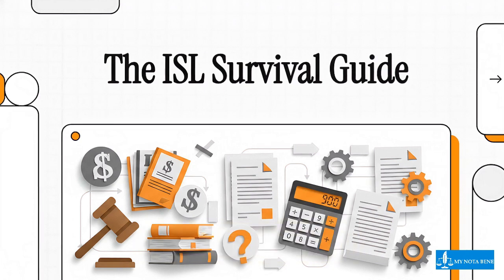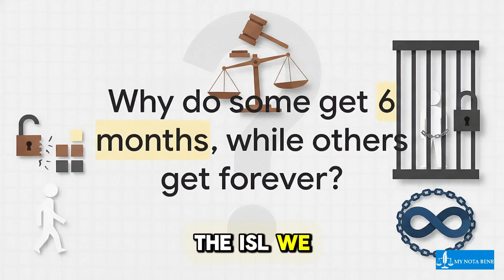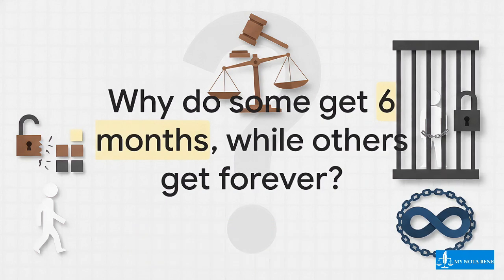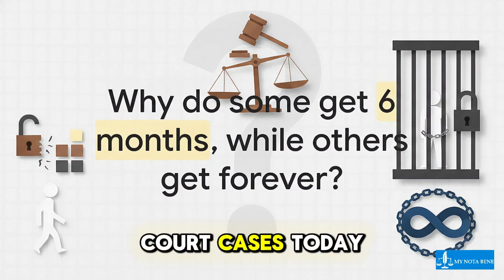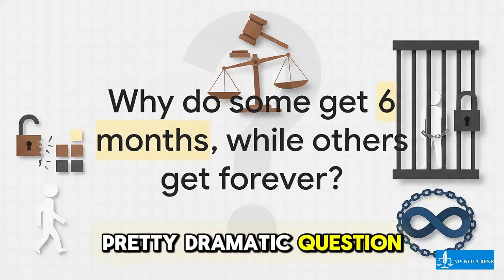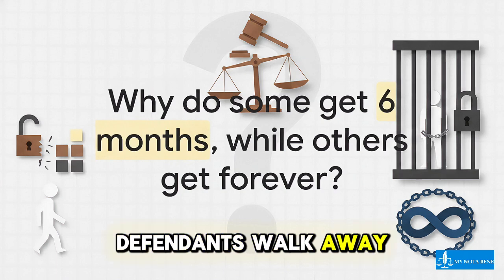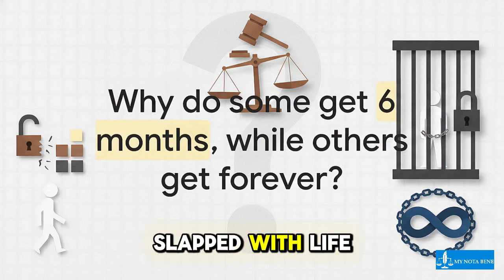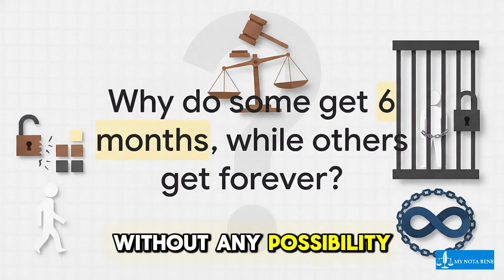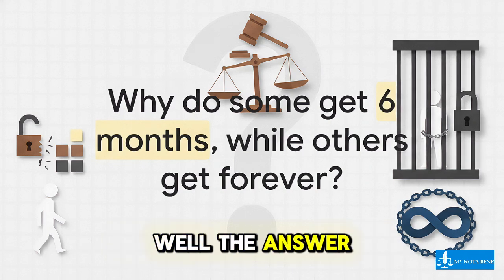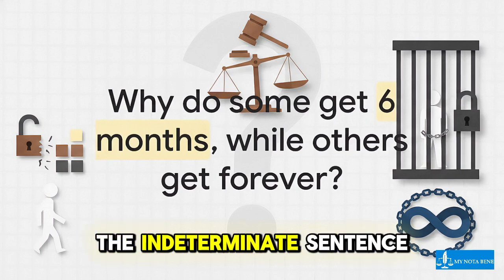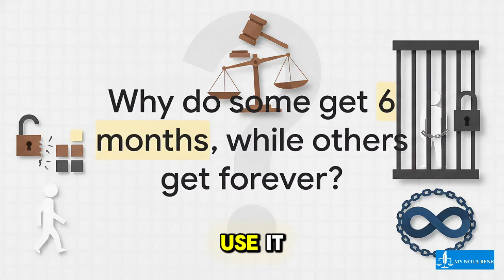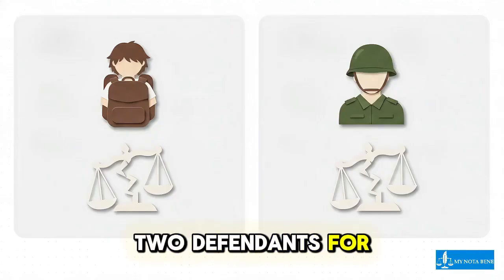To really get the ISL, we have to look at the crazy real-world stakes of how it's actually applied. We're looking at two real Supreme Court cases today that ask a pretty dramatic question. Why do some defendants walk away with a minimum sentence of literally just 6 months, while others get slapped with life behind bars without any possibility of parole? Well, the answer lies entirely in how the Indeterminate Sentence Law is calculated, and crucially, who actually gets to use it. Let's meet our two defendants for today's explainer.